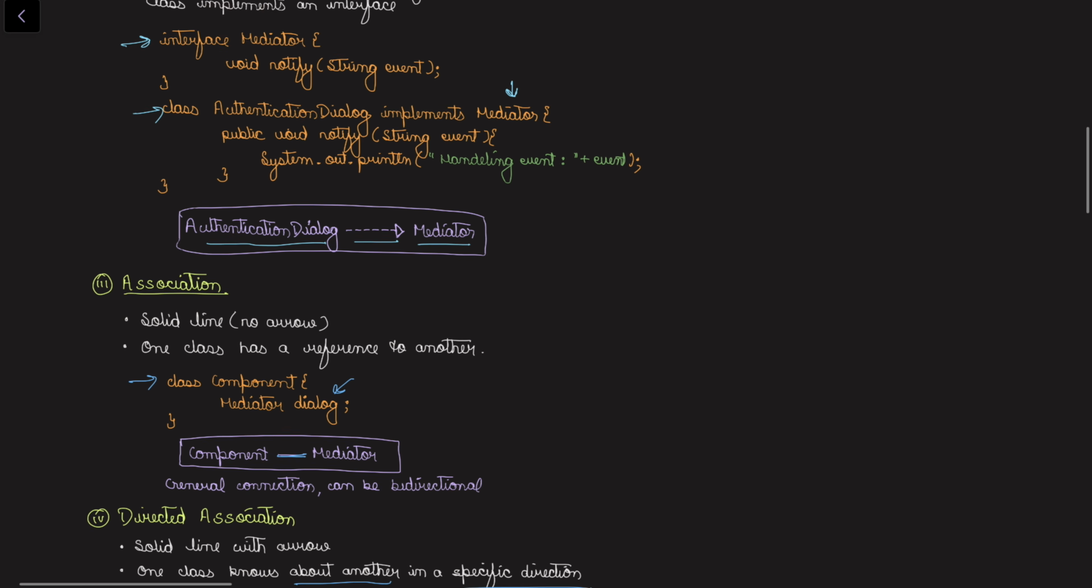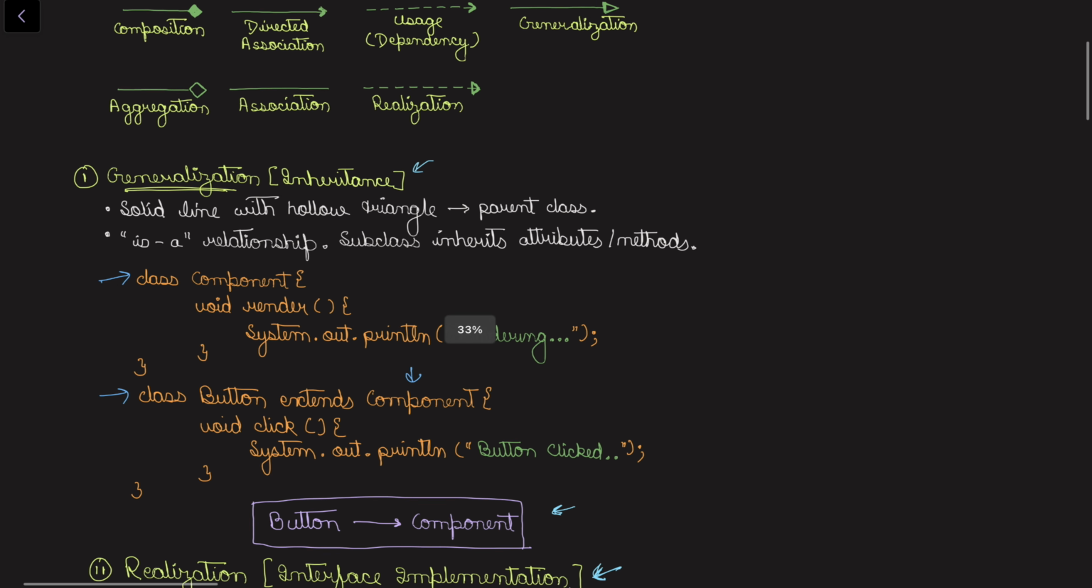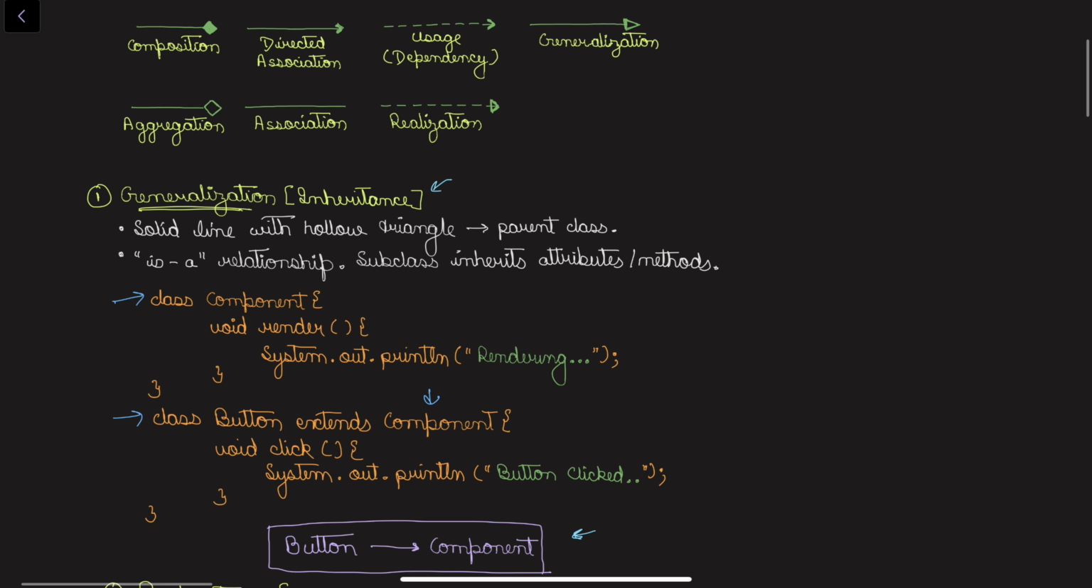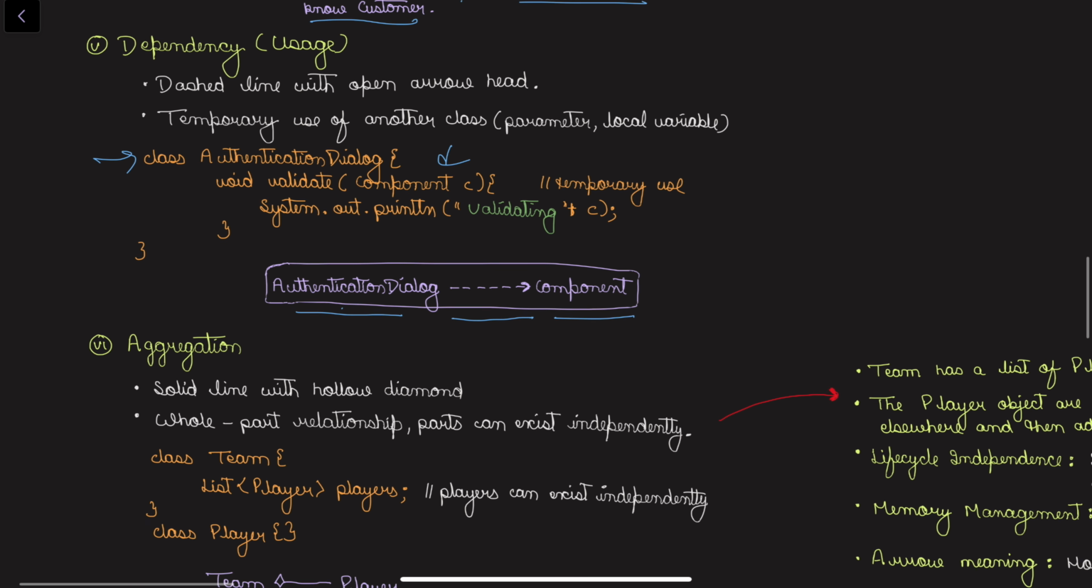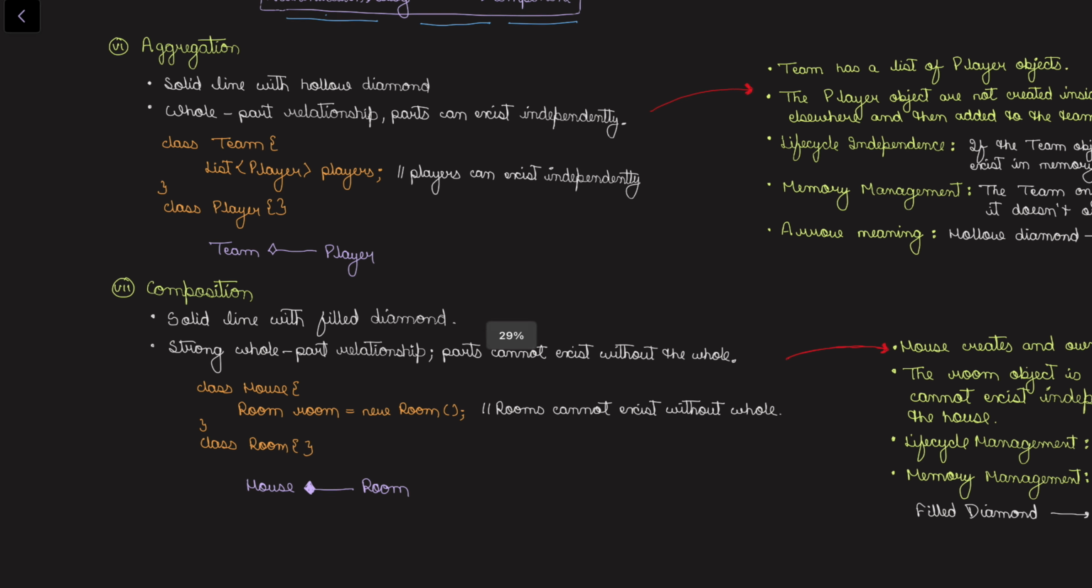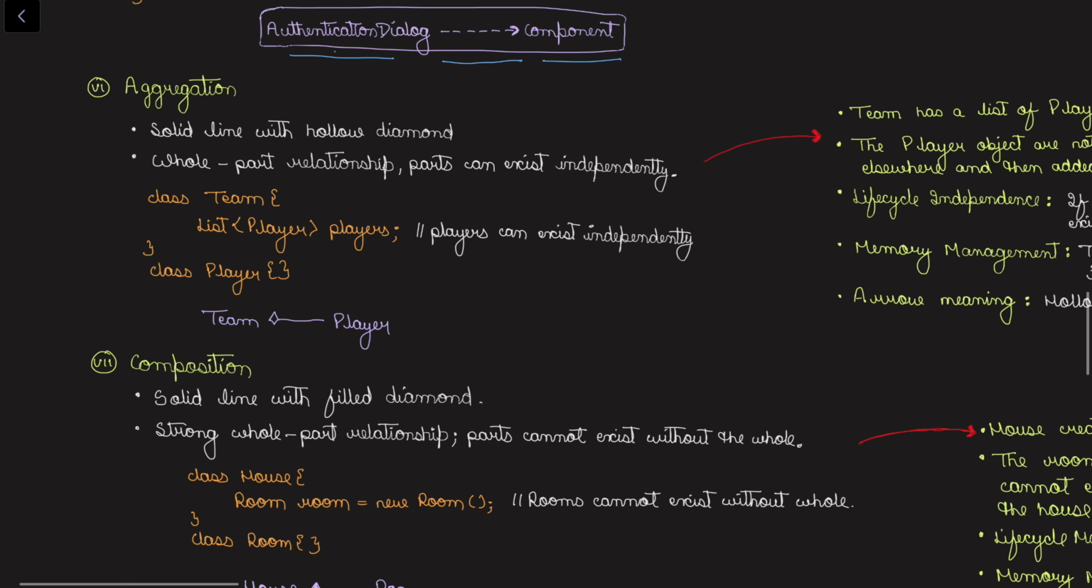I guess there will be a small change. So instead of this hollow triangle, it will be an arrowhead. As you can see here, it is an arrowhead. Now let's move on. Directed association is done, dependency is also done. Now let's move to two big chunks, which are aggregation and composition.